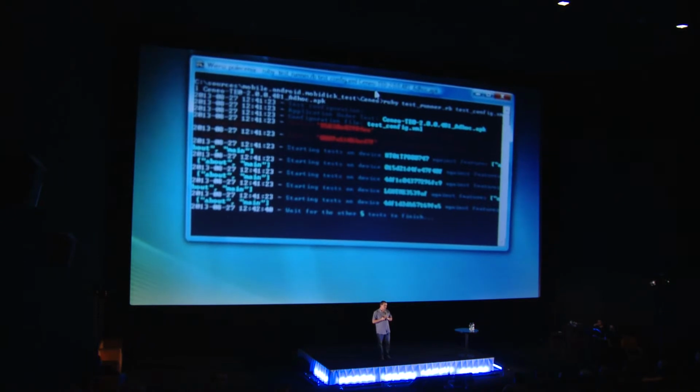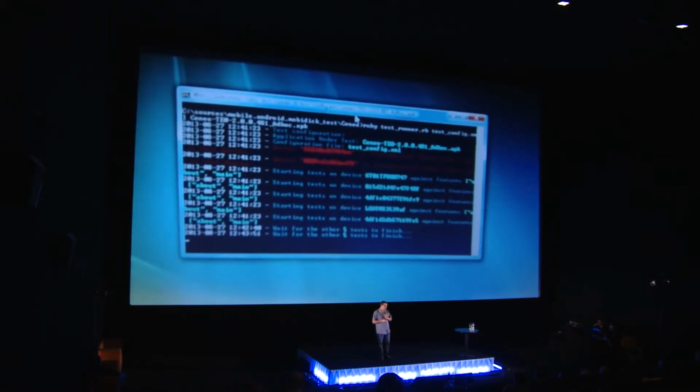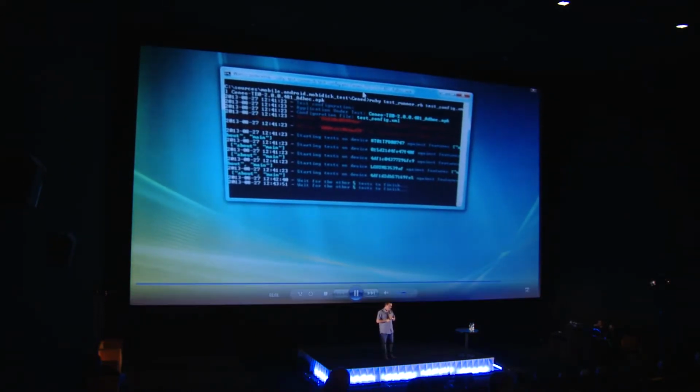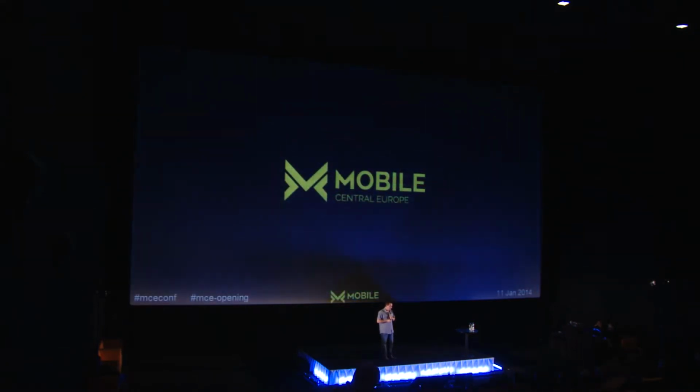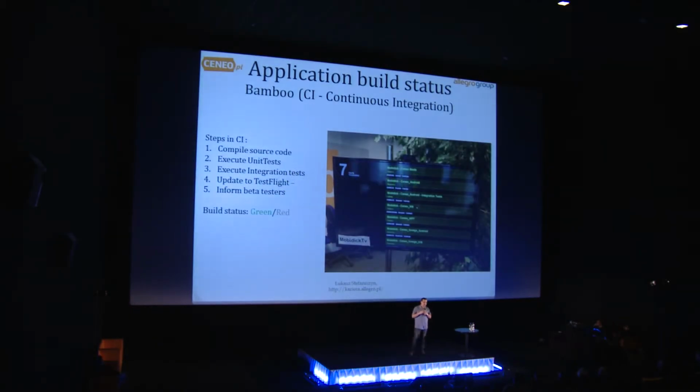This was the second part. And then to have it fully working in this kind of continuous integration, we had to have some kind of a tool to combine those two things, so unit test and integration. So that's why we started to use Bamboo, the continuous integration platform.